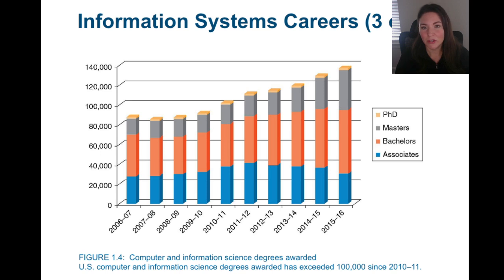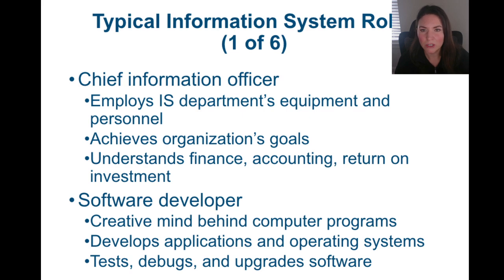This graph just shows the annual number of computer and information science degrees awarded in the U.S. from 2006 to 2016. Okay, and so next we're going to talk about some of the different roles. I'm just going to touch on these very briefly, so feel free to pause the video to read more or check out your e-textbook. They'll go into more detail on any that you're interested in.